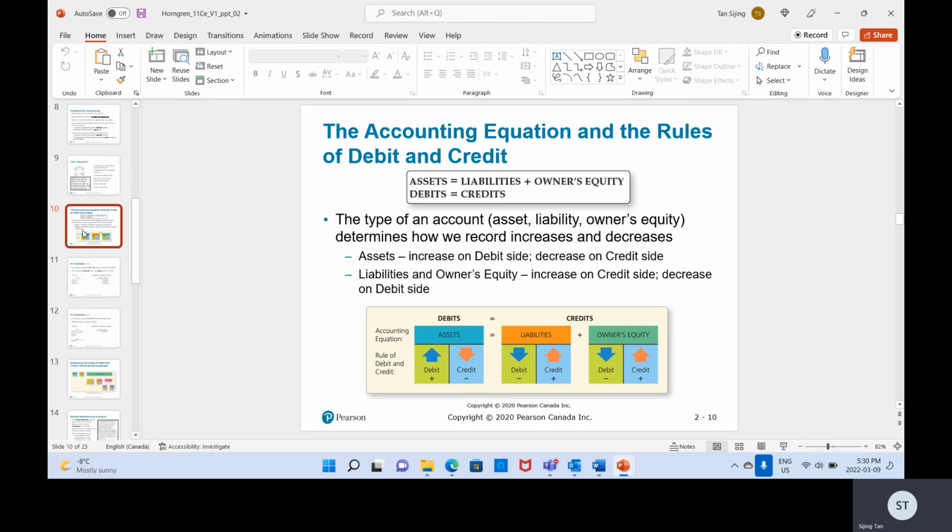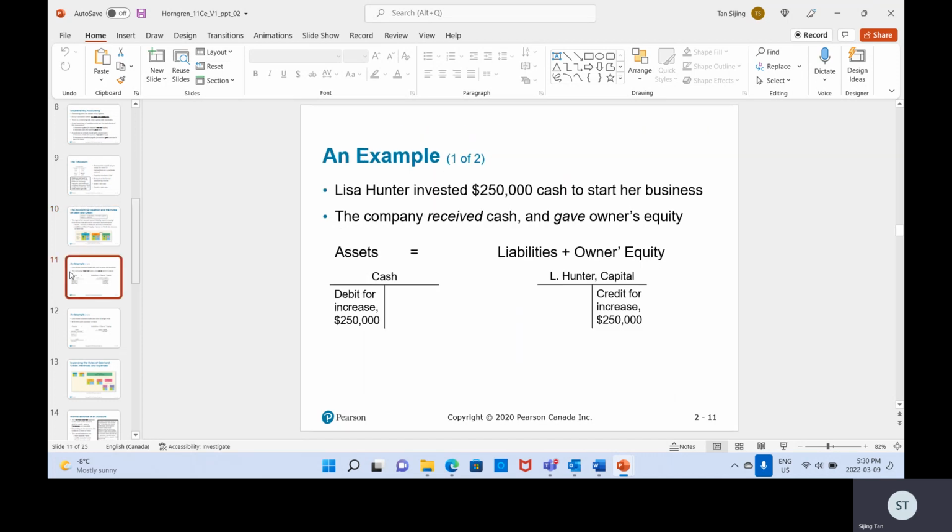Now, the accounting equation and the rules of debit and credit. The type of account, assets, liability, or owner's equity, determines how we record increases and decreases. Assets increase on the debit side and decrease on the credit side. Liability and owner's equity are vice versa. If it increases, we record it on the credit side. If it decreases, we record it on the debit side. Okay, so you can memorize that.